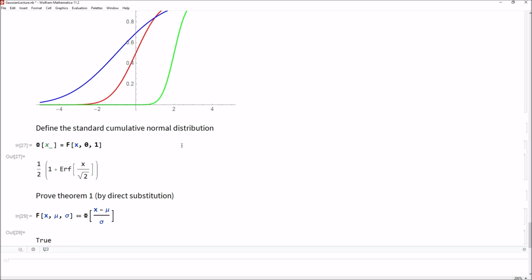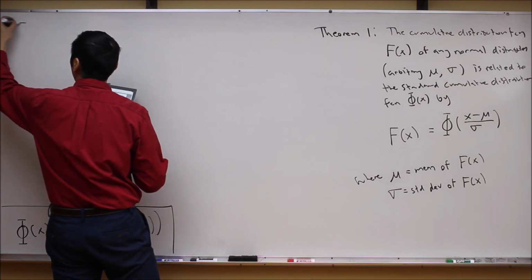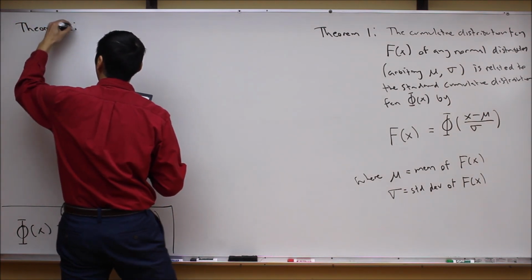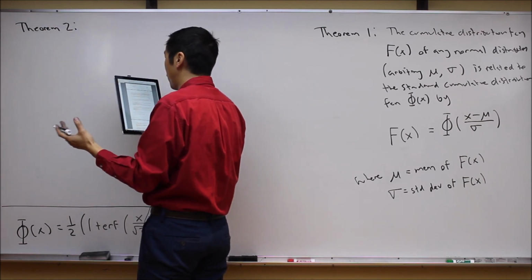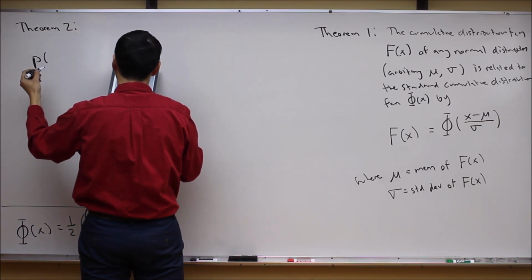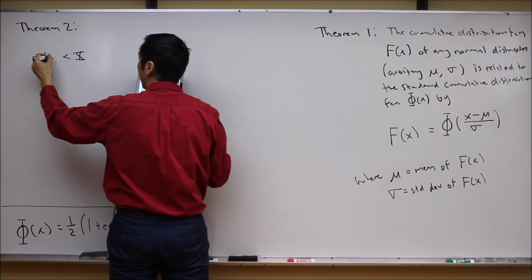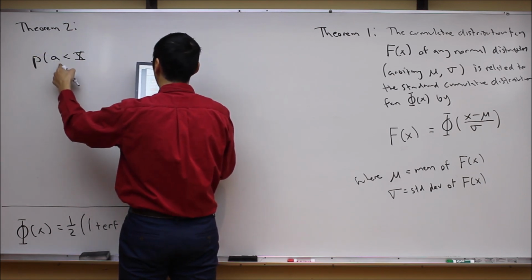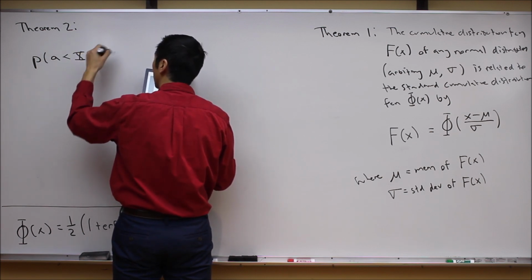Okay, so with this information in hand, we can go back to the board and compute the probability that a sample from an arbitrary Gaussian will assume a value within any given interval. All right, so now let's move on to Theorem 2, which is nothing more than a restating of how a cumulative distribution function works. Namely, it's going to say that if I want the probability that some sample, let's call this capital X, is strictly greater than A and less than or equal to B.